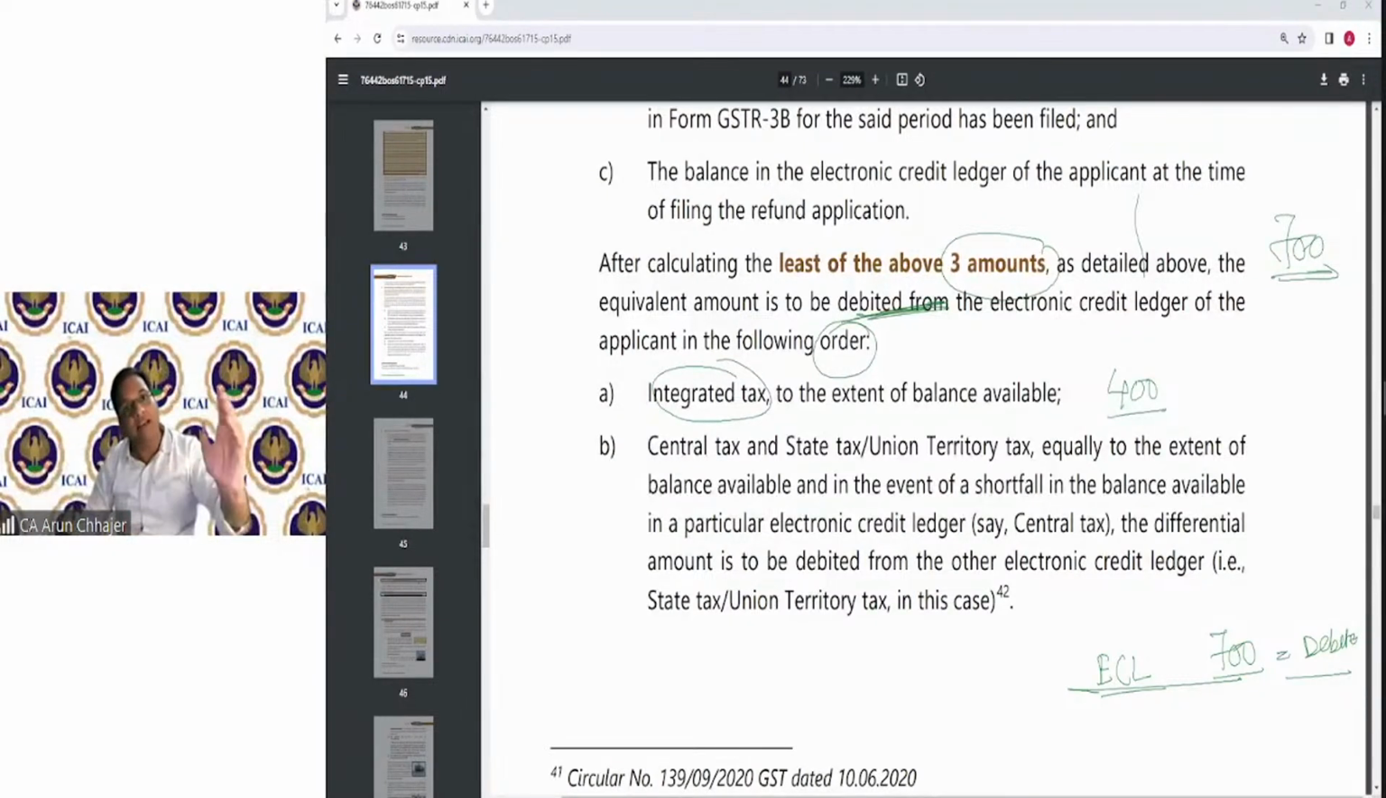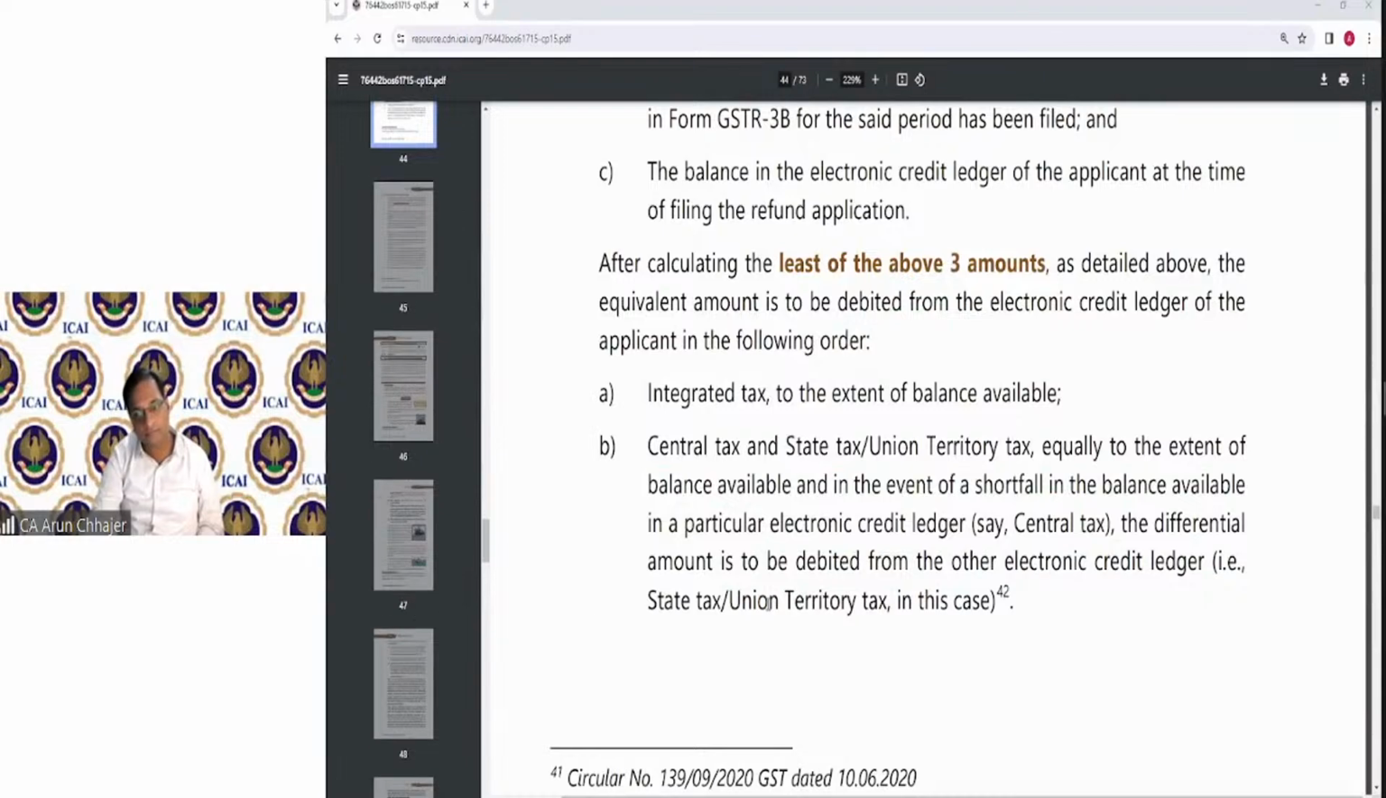Debit kaise karna hai? They have given the order. What is the order? To the extent of IGST balance, you will debit that amount. Balance rupees 300, CGST and SGST equally to the extent of balance available. Let's say 150, 150, C में 150, S में 150. अगर बैलेंस है तो ठीक, if not, shortfall हो गया तो, CGST में shortfall हो गया तो differential I will debit from other. C में short हो गया तो I will debit to the S और S में short हो गया तो I will debit to C. ठीक है ना?